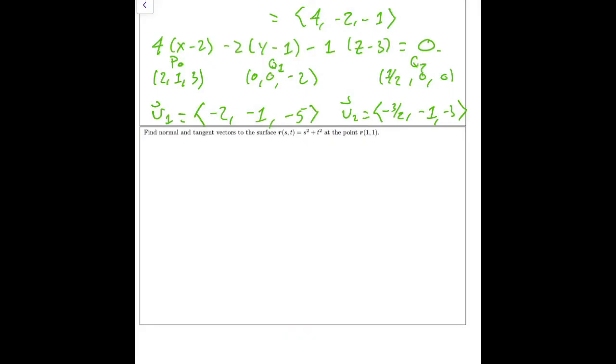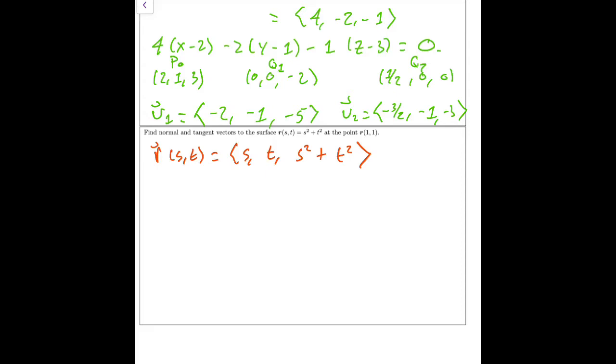Okay, so this surface, there's a typo. What I mean is r(s,t) is equal to (s, t, s squared plus t squared). So in other words, this is the paraboloid, and we have the Cartesian coordinate parameterization. Okay, so we want to find the normal and tangent vectors.